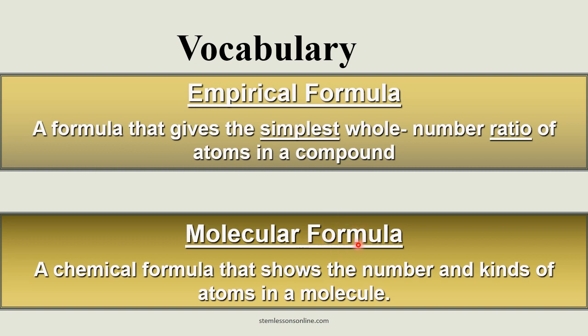And the molecular formula is the normal formula we are using, the chemical formula that shows the actual number of atoms in the molecule. So we are learning these two formulas, but there is another one called structural formula that we will discuss later. So now we are concentrating on how to calculate empirical and molecular formula from the experimental data.